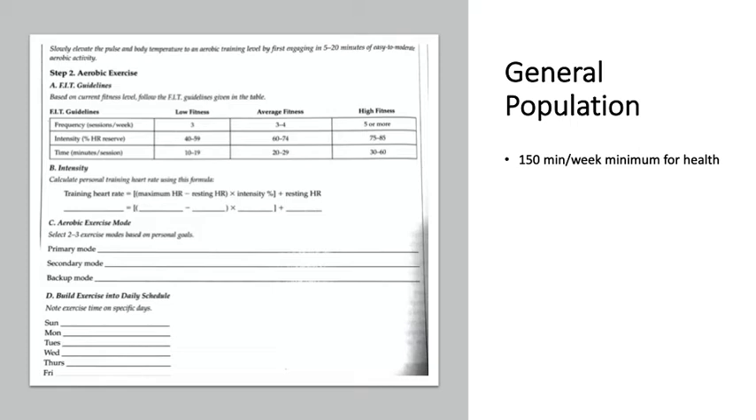And then you can talk about the exercise mode, the type of training that they're going to be doing. And this is where you gather that information from your client. What is their preferred mode of training? Is it elliptical, the bicycle, running, walking, the Stairmaster? There's multiple different other types of cardiovascular training as well. So you have your primary, your secondary, and then a backup mode. And then you start to build exercise into the daily schedule.